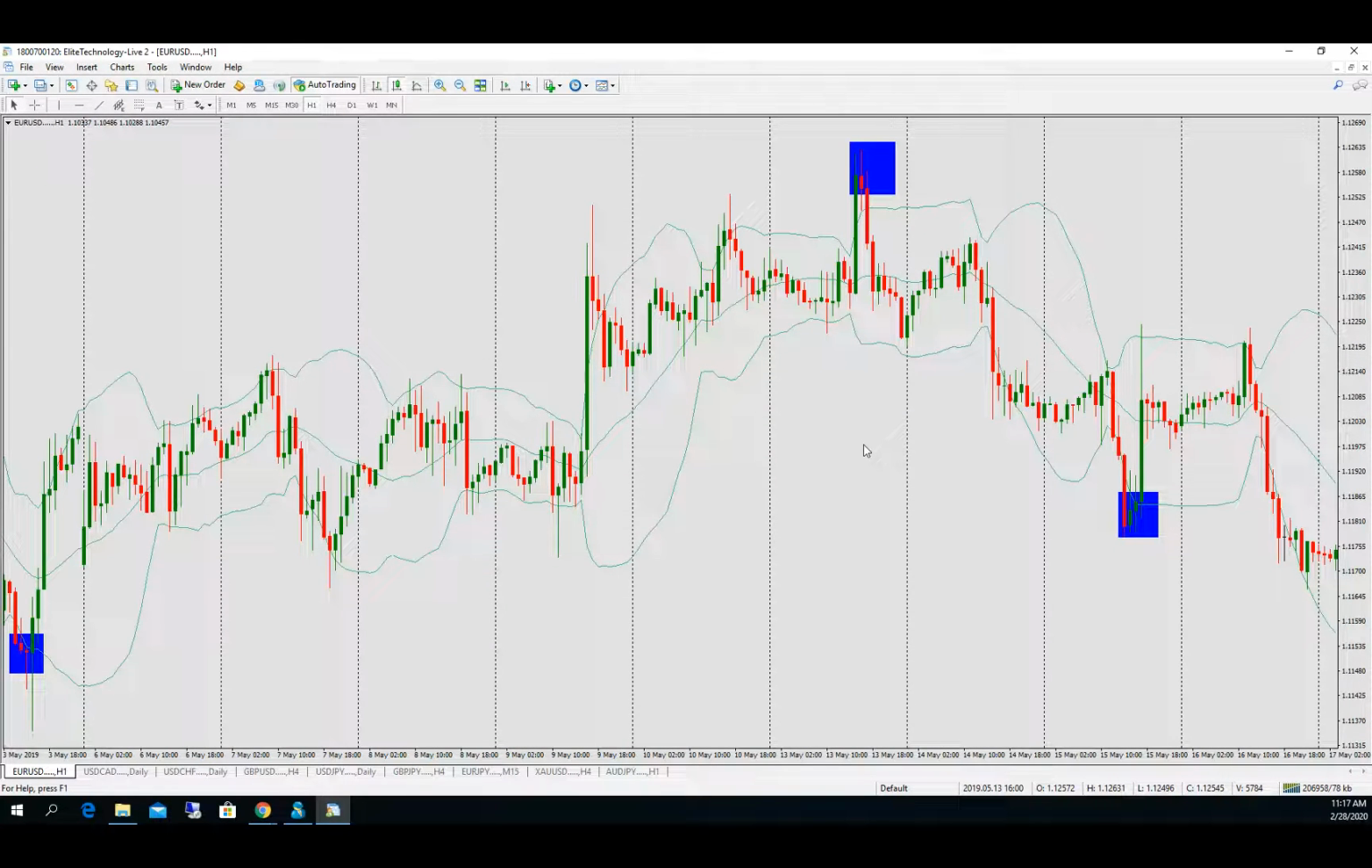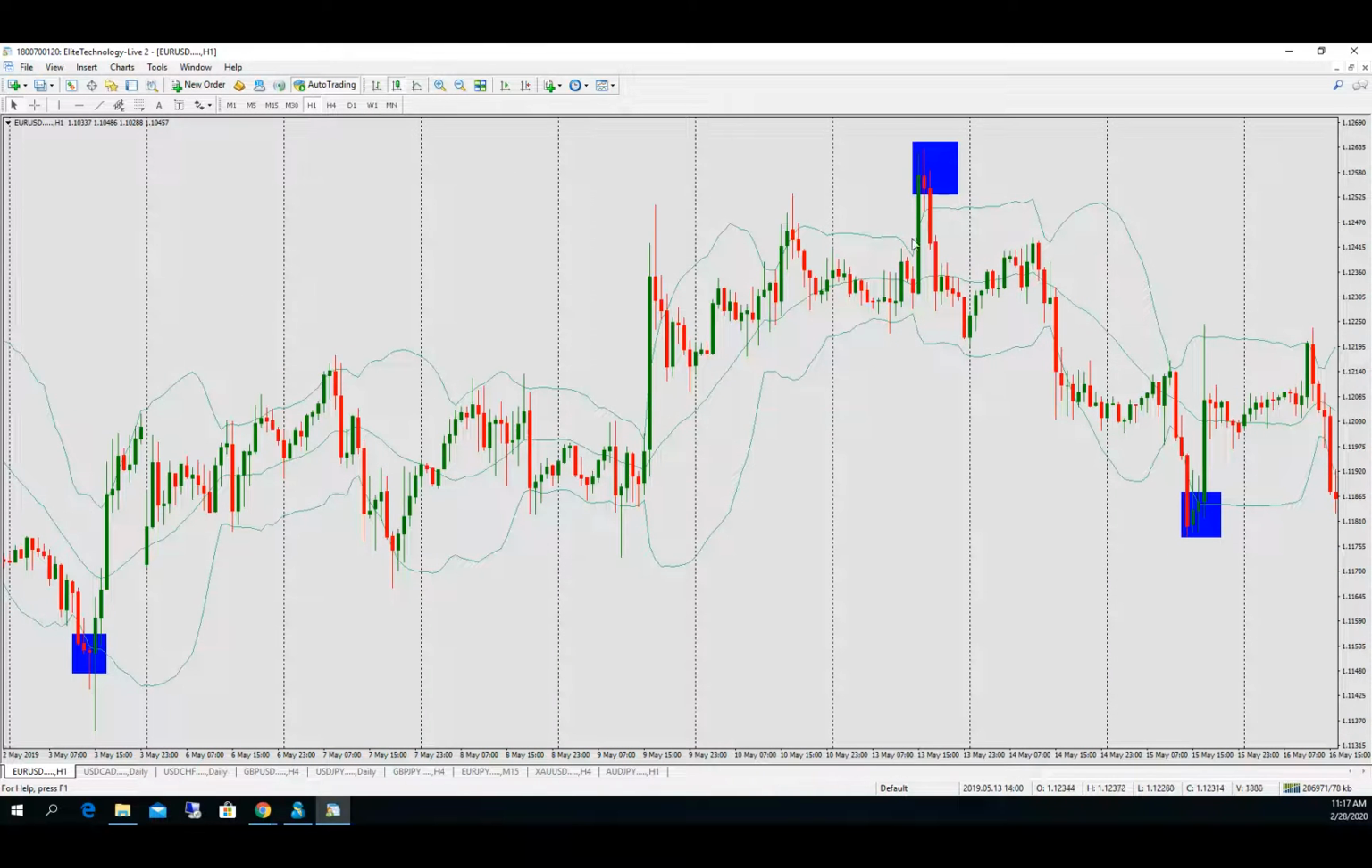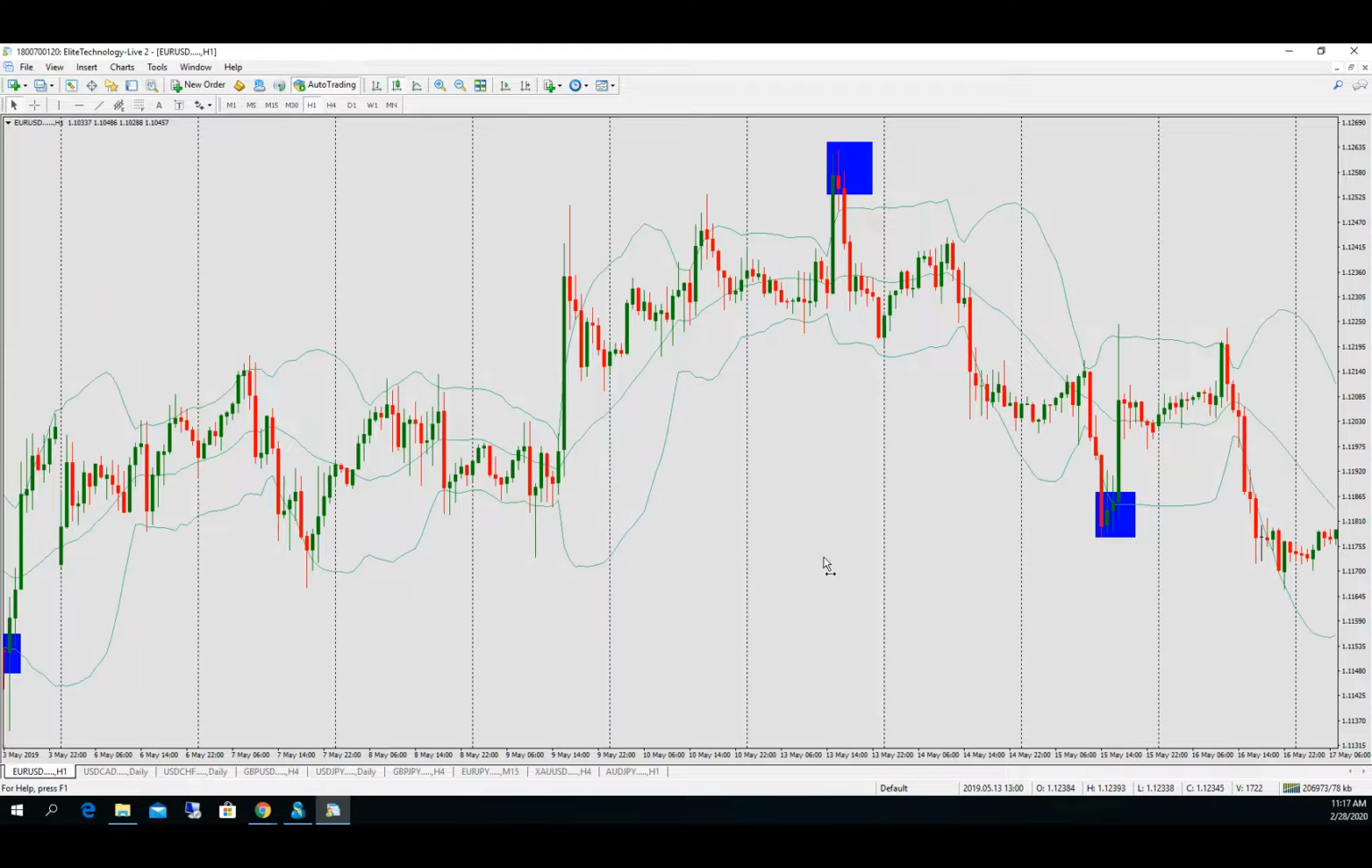Rolling the stop loss. Always roll your stop loss on the first opportunity. Move your stop loss to break even. Okay, so that one is a good example.